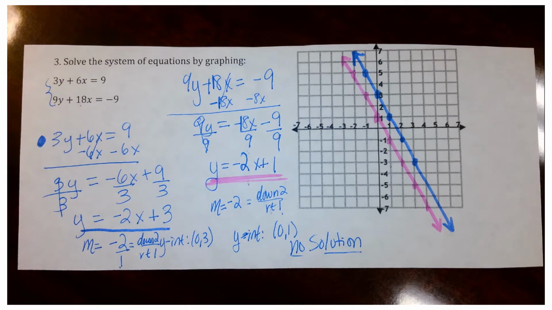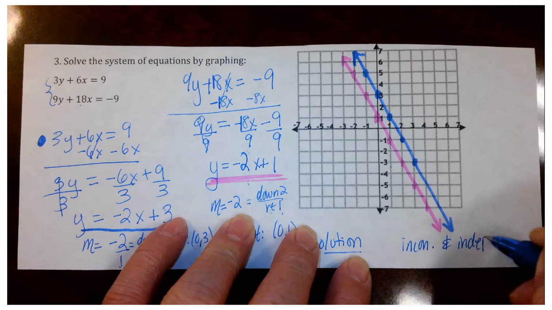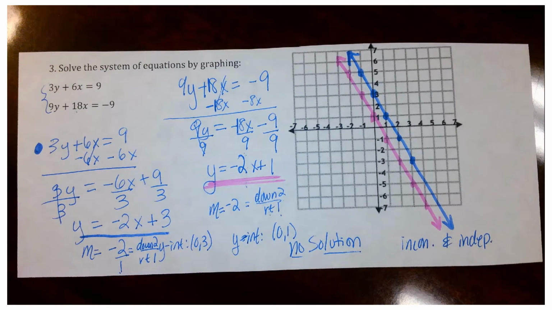Okay? The other thing is this system is inconsistent. It's inconsistent and it's independent. Inconsistent because there is no solution, and independent because they are not the same line. So those two lines are not dependent on each other, they are independent. Okay, so this would be an example of that option where these two lines are parallel and there is no solution.